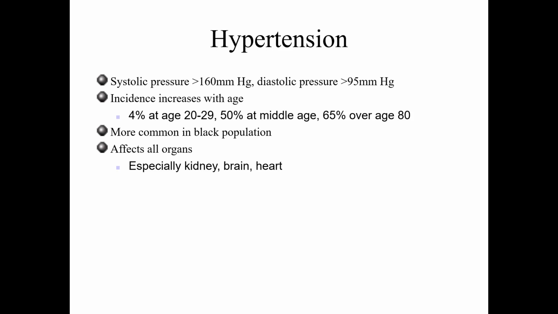Hypertension, or high blood pressure, is when systolic pressure is greater than 160 and diastolic is greater than 95. Incidence increases with age, so it's 4% at ages 20 to 29, 50% at middle age, 65% over age 80. It's more common in the Black population, and it affects all organs, especially the kidney, brain, and heart.